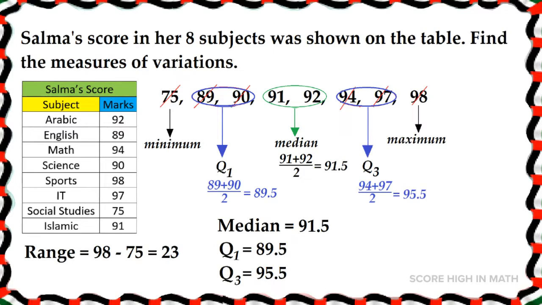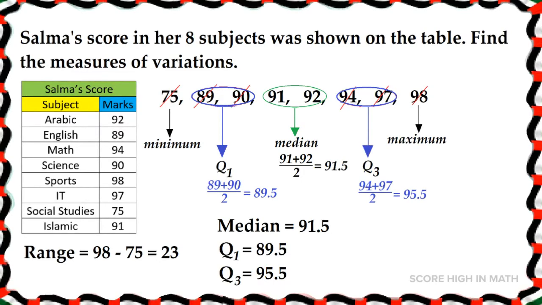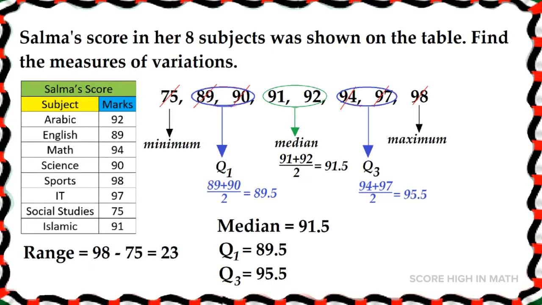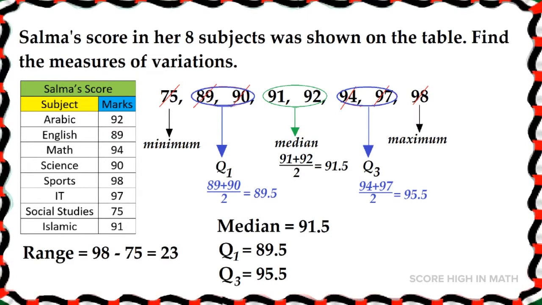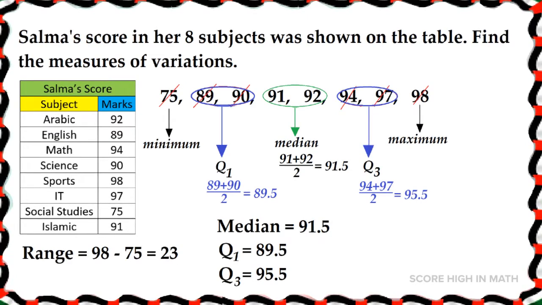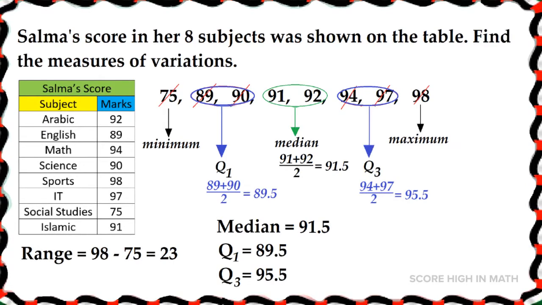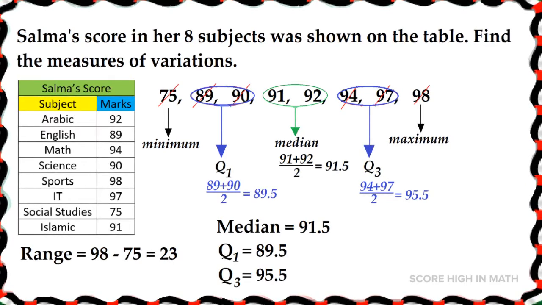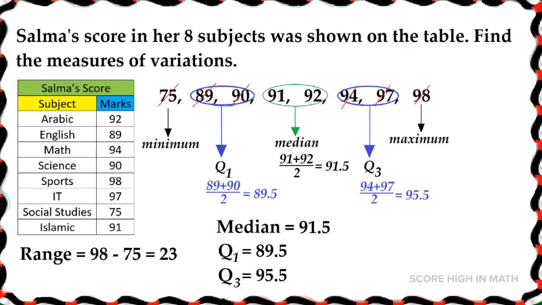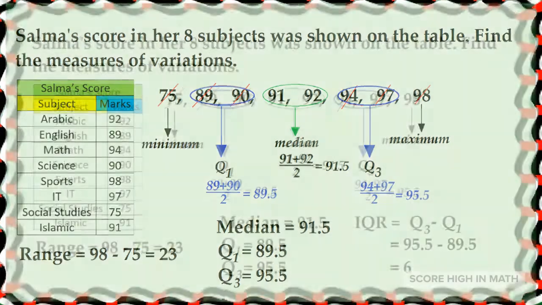The third quartile is the number between the median and the maximum. And in this case, it is two numbers again. It is 94 plus 97 divided by 2. It will give us 95.5. So the third quartile is 95.5.